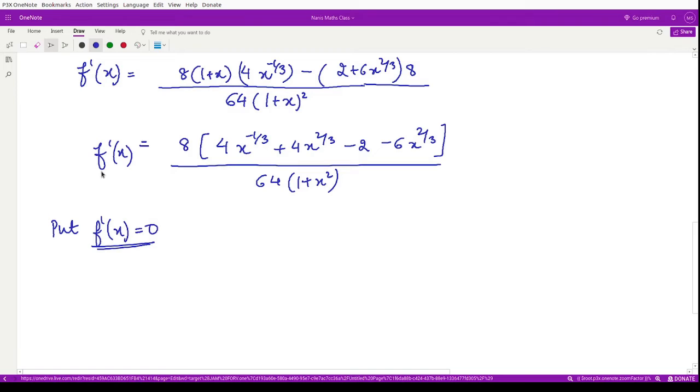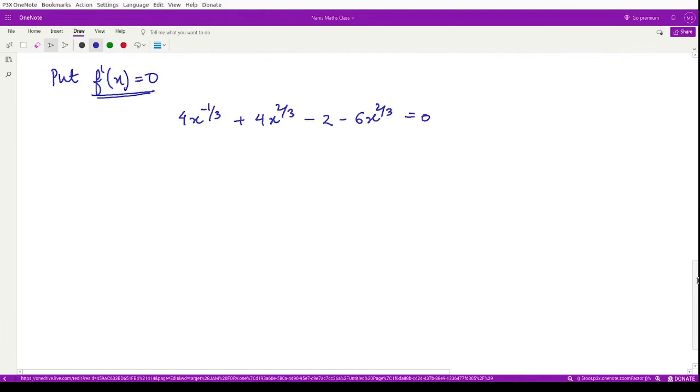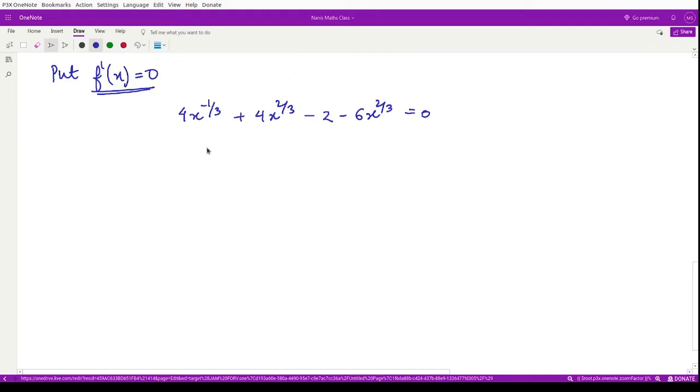So when you substitute this f dash x is equal to 0, you have only the terms 4x to the power minus 1 by 3 plus 4x to the power 2 by 3 minus 2 minus 6x to the power 2 by 3 is equal to 0. Now you see the fractional powers, they are known as radicals. So the equation in this fractional form is difficult to solve. So we'll try and simplify this equation so that we may find the roots of this equation. So let's simplify this a bit.